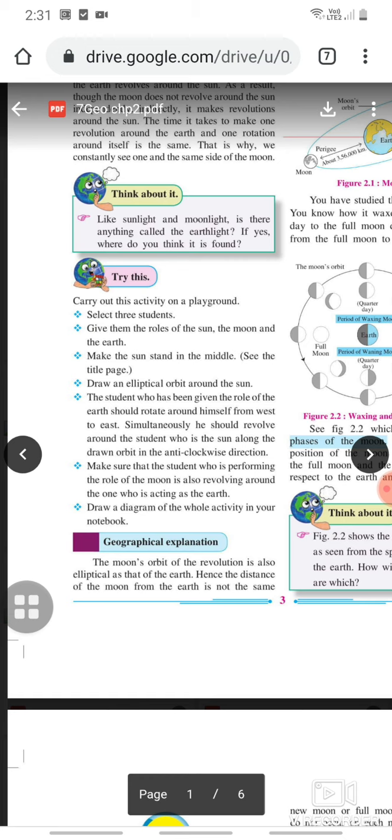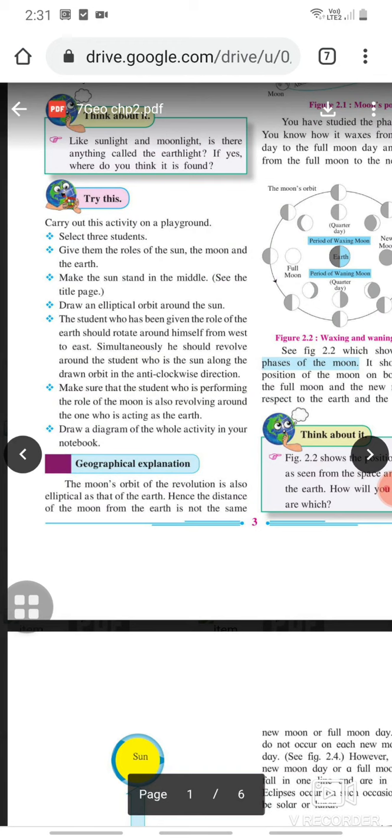Now, the student who has been given the role of the earth should rotate around himself from the west to east. Simultaneously, he should be revolving around the student who is the sun along the drawn orbit in the anti-clockwise direction. Now make sure that the student who is performing the role of the moon is also revolving around the one who is acting as the earth. Now draw a diagram of the whole activity in your notebook. This is the activity which you have to try, and you need only 3 students for this, nothing else, and just draw what you see in your notebook.